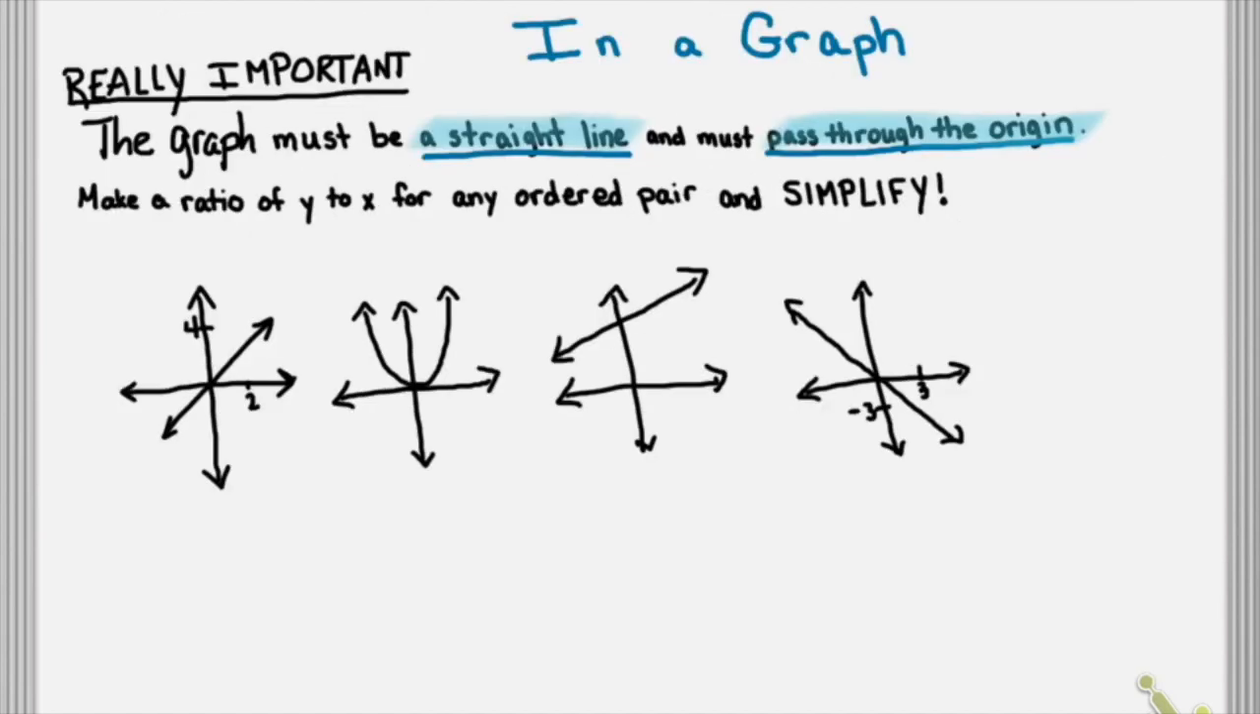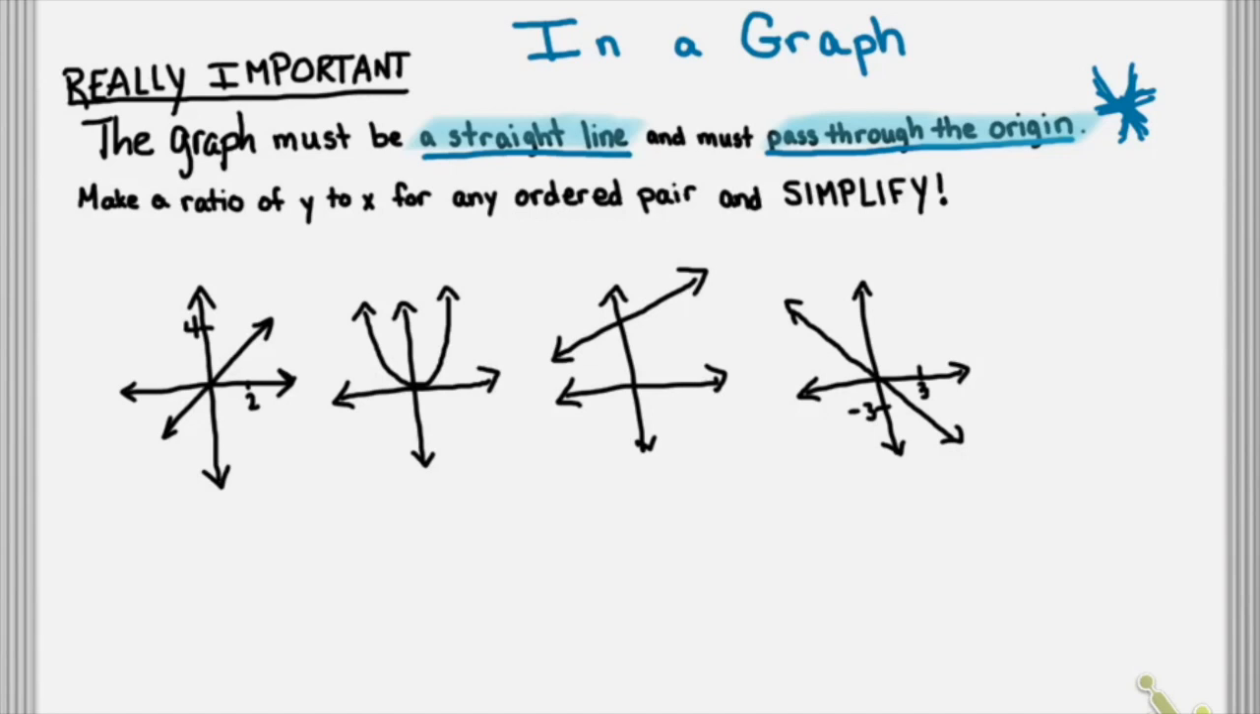When we look at a graph, the graph must be a straight line and pass through the origin. Now that part is really important to remember. That's one of the most important things to remember about a proportional relationship. It has to be a straight line and has to pass through the origin. You have to make a ratio of y to x for any ordered pair and simplify. It doesn't matter what the ordered pair is, so long as you can make it easily wherever the line crosses.